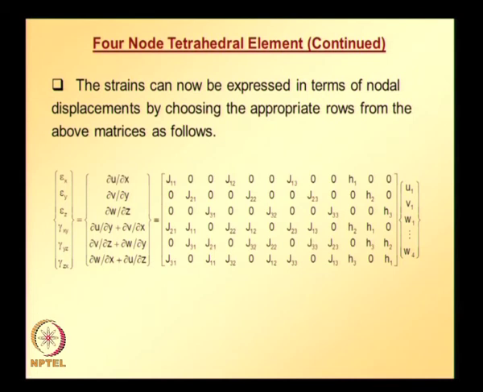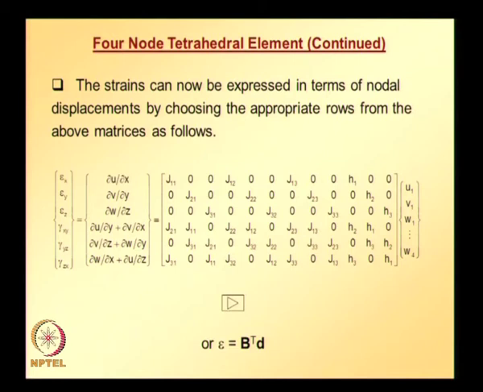Since strain components are defined like this, putting together all the strain components and the corresponding definitions, that is epsilon x is equal to partial derivative of u with respect to x, epsilon y is equal to partial derivative of v with respect to y, epsilon z is equal to partial derivative of w with respect to z, gamma xy is partial derivative of u with respect to y plus partial derivative of v with respect to x, and so on. Substituting the partial derivatives of displacements with respect to x, y, z, we get the right hand side, which relates strains with nodal displacements and which can be compactly written as epsilon is equal to B times d.